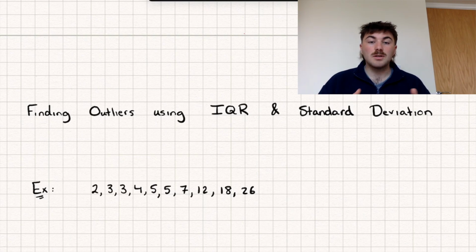And so we're going to look at a couple of different ways of determining whether something is an outlier or not.